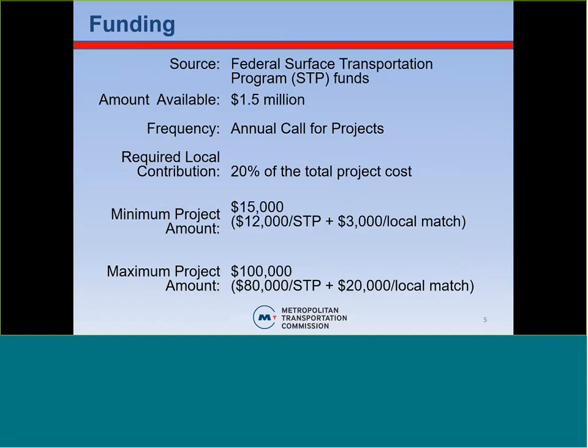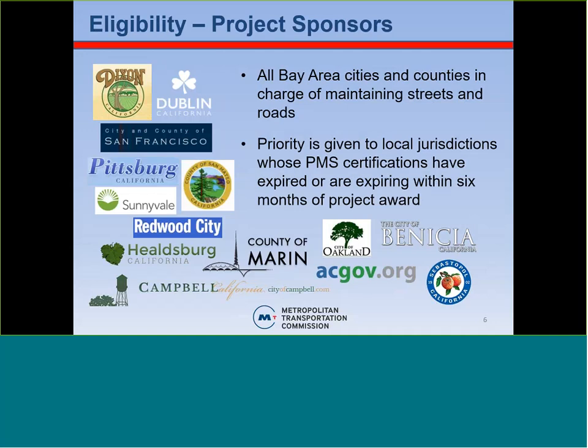So the minimum project amount is $15,000 and the maximum project amount is $100,000. Everyone has to provide a 20% local match for the total cost of the project. So every jurisdiction, all 109 jurisdictions in the Bay Area, gets to participate in PTAP. Priority is given to local jurisdictions whose certifications have expired or are expiring within 6 months of project award.